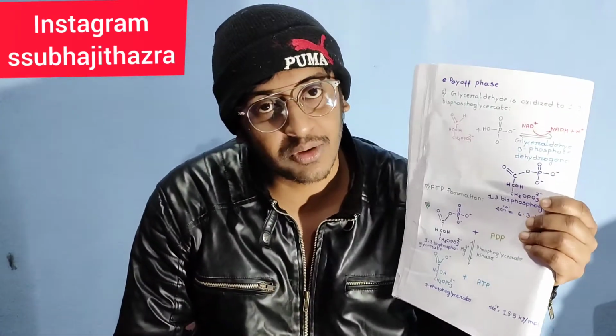Most of the reactions are reversible except the last step of glycolysis. Through the payoff phase, pyruvate is formed. After the formation of pyruvate, it is transformed into acetyl CoA by the oxidative decarboxylation process. So in this video we focus on the payoff phase of glycolysis. So the first step of the payoff phase of glycolysis.